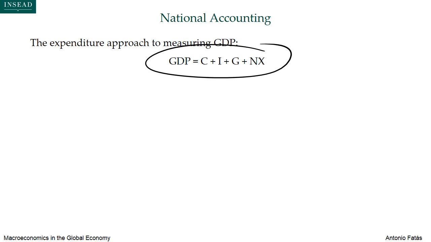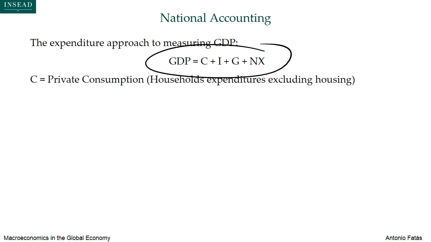Each of them broadly corresponds to what type of agent is behind the expenditure. When we look at households, we look at all the expenditure they do on goods and services, and we call that private consumption. There's only one exception, one type of good that we will exclude, which is residential housing.